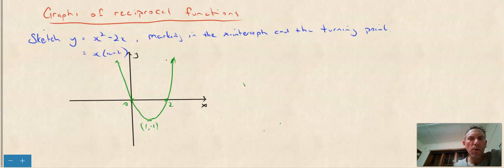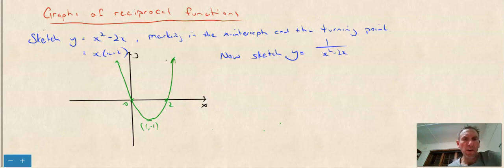That's not a reciprocal. Now I want to look at the transformation that results from graphing the reciprocal function of this. So we're now sketching the reciprocal function y equals 1 over the square root of x squared minus 2x. I should say at this point that we have sketched these functions. We've sketched absolute value functions. We're just having a closer look at them as a transformative type of function.